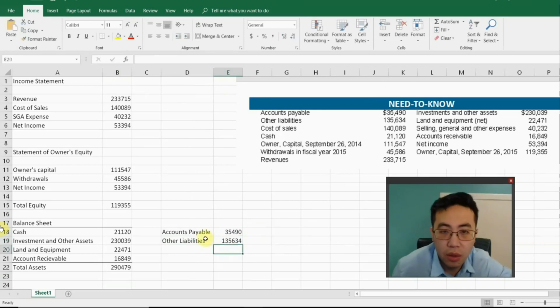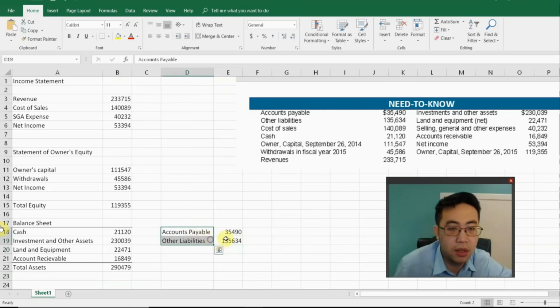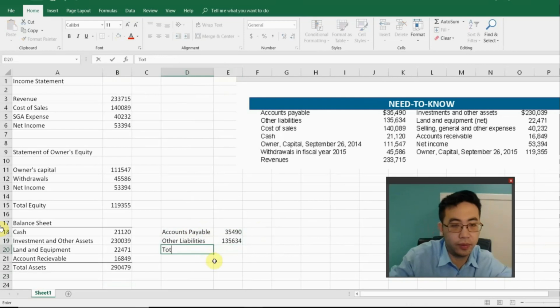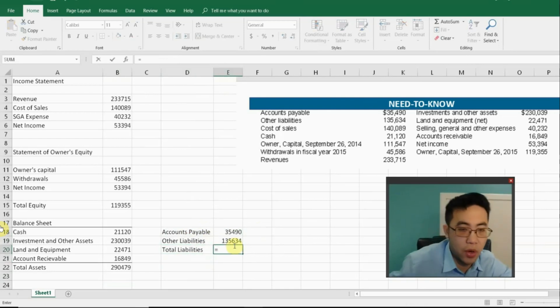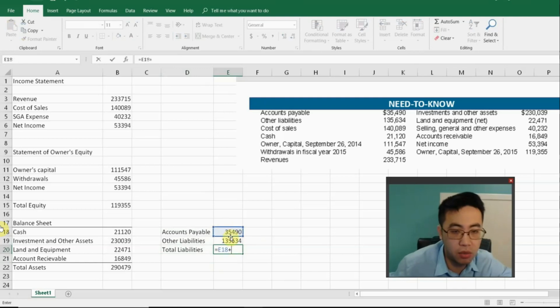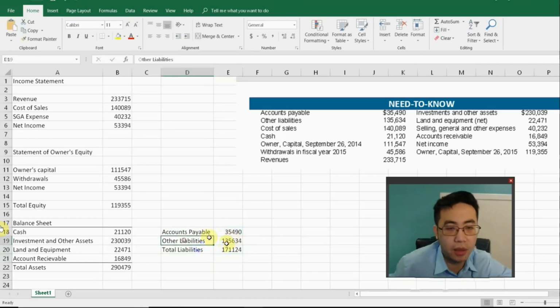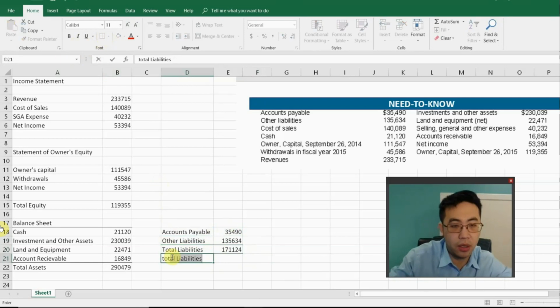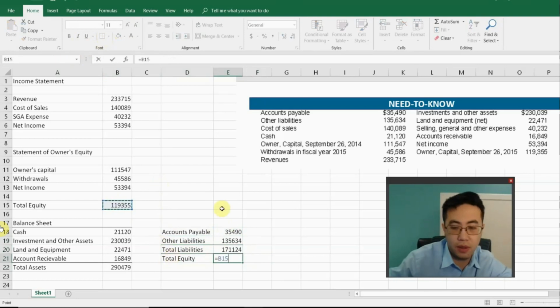This will give me my total liabilities. My total liabilities here would be the sum of the two, so I can use this one added to this one. Add a borderline there. Then I need to add my owner's equity. So the total equity, I just directly borrow from the statement above.